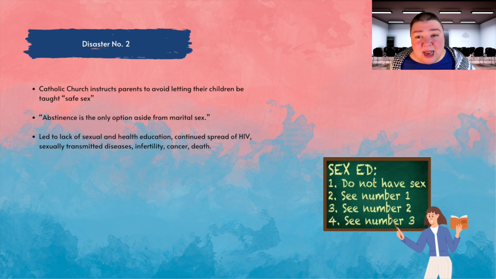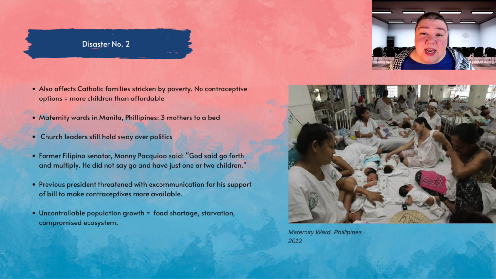This leads to a lack of sexual and health education and the continued spread of HIV and other sexually transmitted diseases, which cause everything from infertility to cancer to death. Another impact this teaching has had concerns financial unsustainability in Catholic families stricken by poverty. Many Catholic married couples, due to the lack of contraceptive options, often end up with many children. This is a problem if you cannot financially support or feed these children.